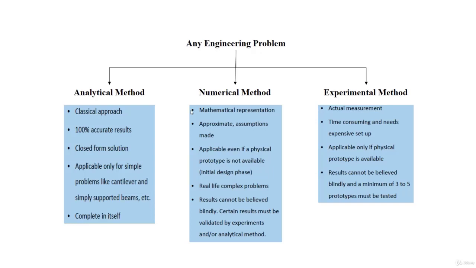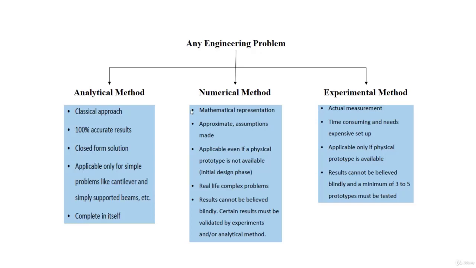So what happens is we should be using either some form of analytical method or some form of experimental method to verify the results that are coming from the numerical method. Then coming to the third type, we can solve any engineering problem using the experimental method. In an experimental method, we are going to take actual measurements.